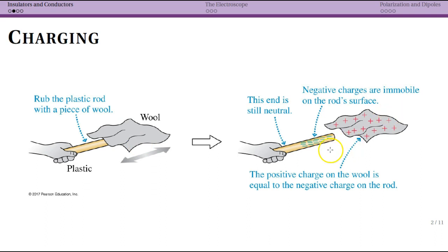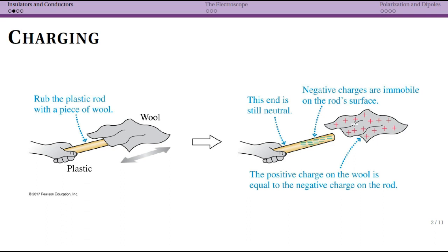Now, the negative charges that stay on the plastic aren't able to just move around. They're in fact stuck there. And so the end that you're holding is still actually neutral. So do think about this, that if you only charge one part of the plastic, that part of the plastic is the only part that is charged. It doesn't just redistribute. The wool also isn't necessarily going to redistribute depending on what it's made out of, but in general the wool is also going to be an insulator as well.